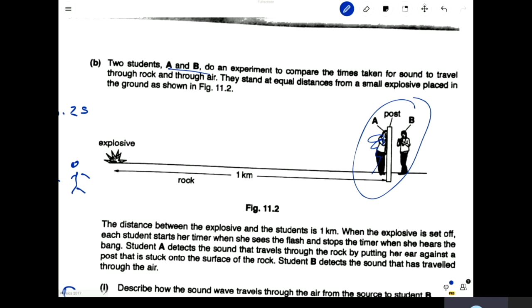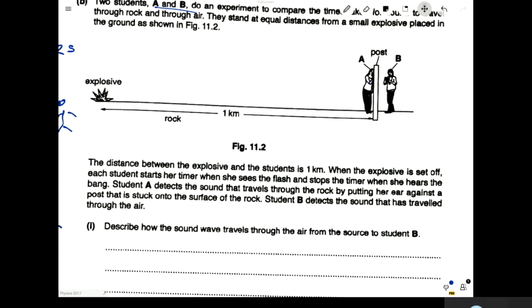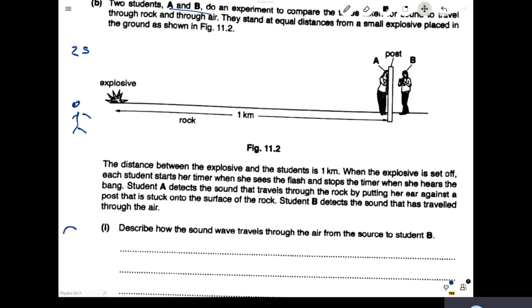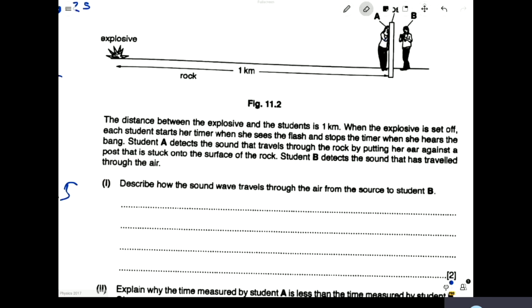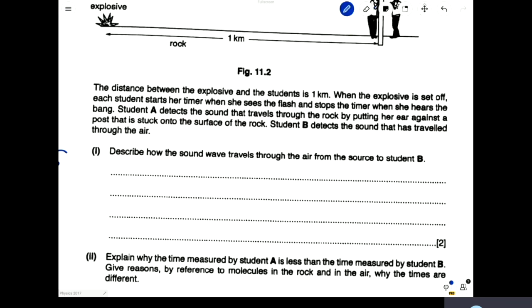This person died already. This one hides behind the post. This one, the explosive shoots this fella. The distance between the explosive and the student is 1 kilometer. Do you get it? Basically, you don't have to read the whole story, because you look at part 1.